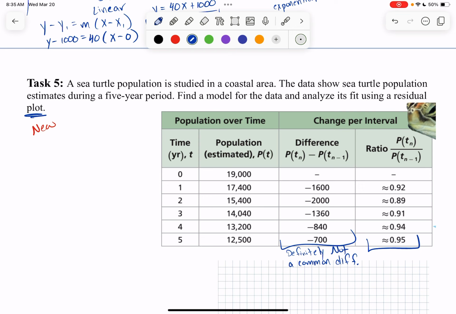Real life data very rarely fits an exact linear or exact exponential, but the exponential is a better fit than the linear. These numbers are all over the place, down by 1600, and that goes down by 2000, a whole lot more than down by 1360. Whereas if we look at the common ratio, they're not all the same, but they're all pretty close, 0.92, 0.89, 0.91. They're all around that 0.9 area. So I think an exponential model is going to be the best fit.